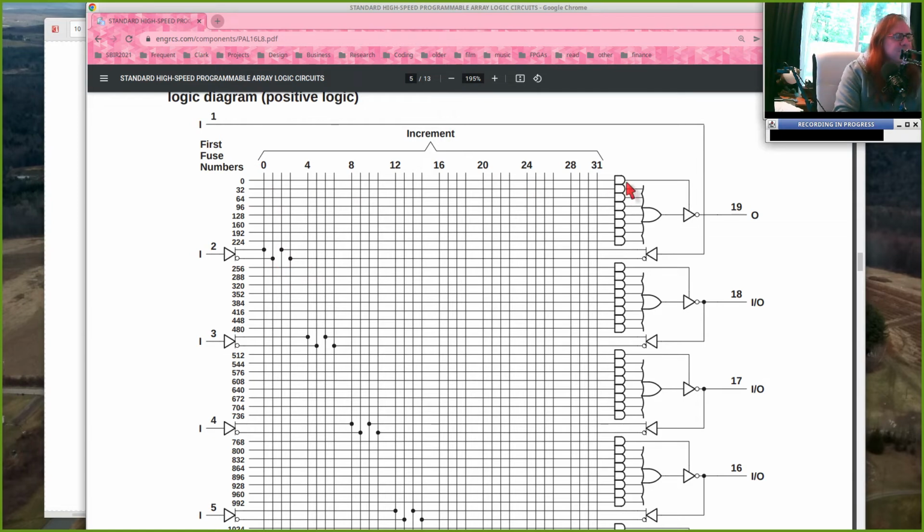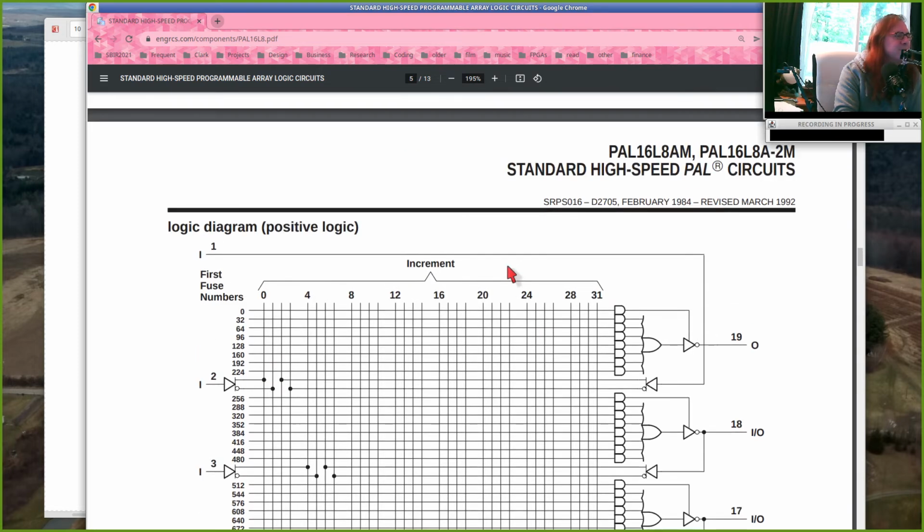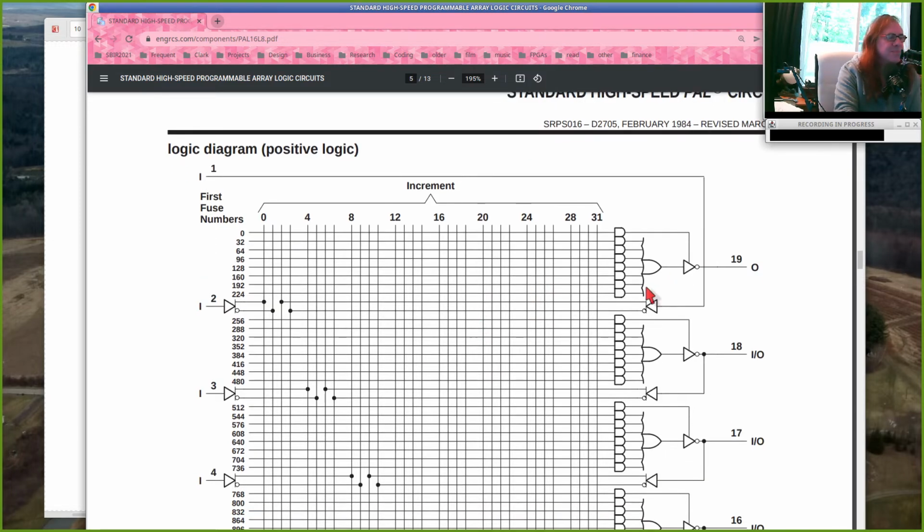And here's the inputs to the AND gates, and then all of the outputs of all the AND gates get ORed together. So there's no programmable OR plane in here, right? This is a PAL instead of a PLA. So the AND plane is programmable, the OR plane is fixed.